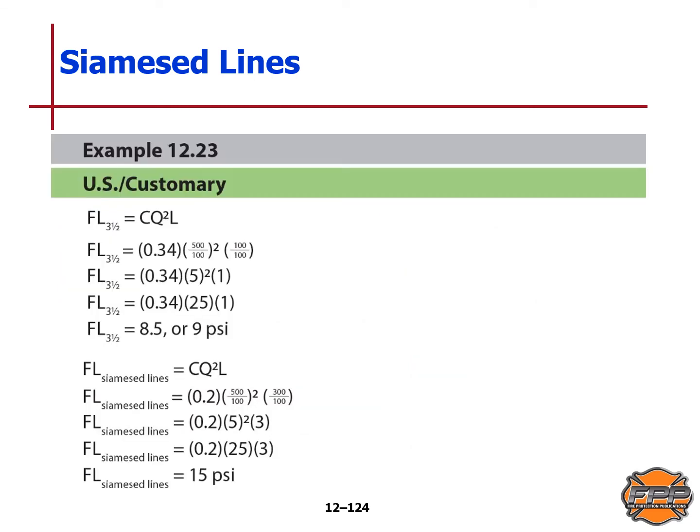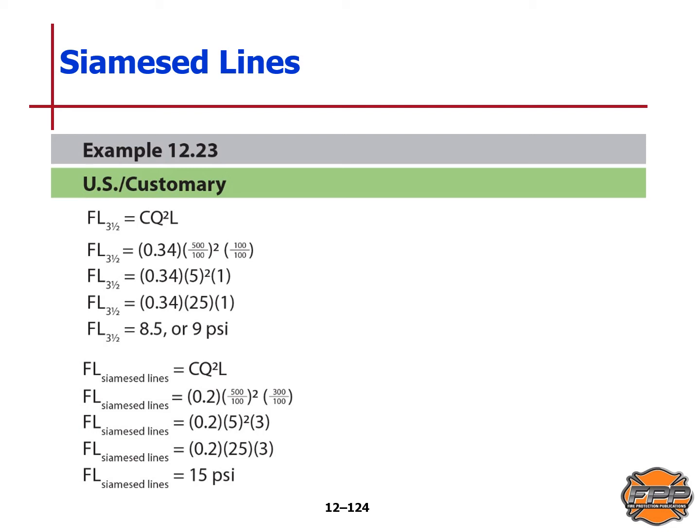So let's work out the math. You have friction loss at 3.5 equals C Q squared L. So let's plug in the numbers. Your friction loss 3.5 equals 0.34 times 500 divided by 100 squared, which is your hose length, divided by 100 squared, times 100 divided by 100, which is your hose length, divided by 100. The next line, you have friction loss of 3.5 equals 0.34, which is your coefficient from the table, times 5 squared times 1. Then you have friction loss of 3.5 equals 0.34 times 25 times 1. And you work out the math, and your friction loss at 3.5 is 8.5 or 9 psi.